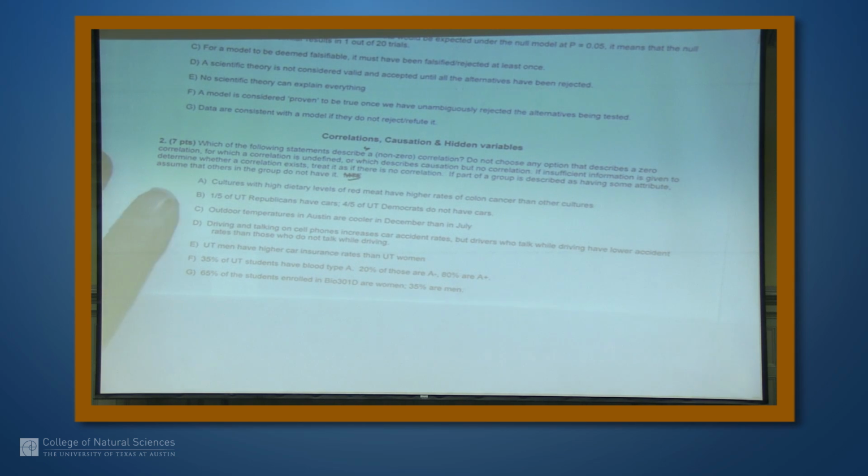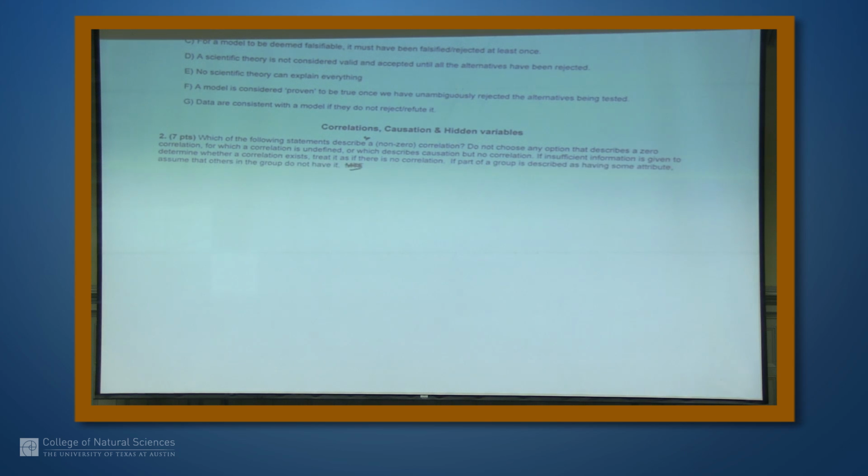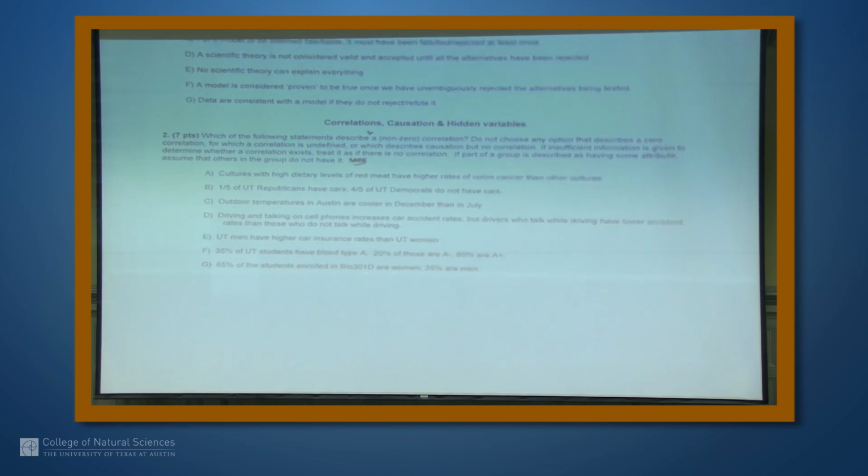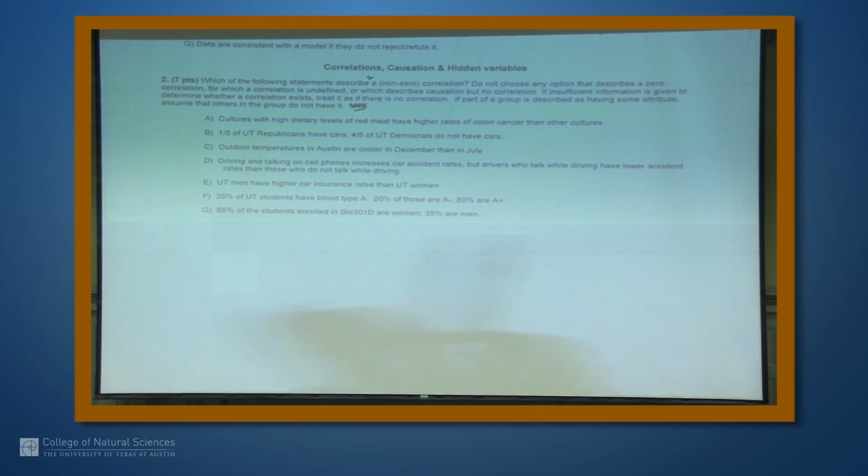I'll reread the intro to the question. Which of the following statements describes a non-zero correlation? Do not choose an option that describes a zero correlation, or one that describes causation but no correlation. If insufficient information is given to determine whether correlation exists, treat it as if there is none. If part of a group is described as having some attribute, assume the others in the group do not have it. So I believe this is the one that we ended on Friday. 65% of the students enrolled in Bio 3.1D are men, 35% are women.